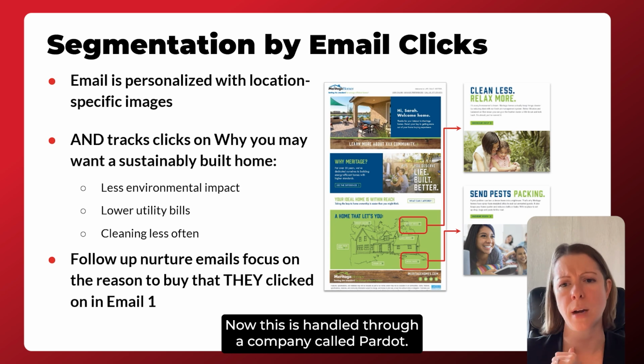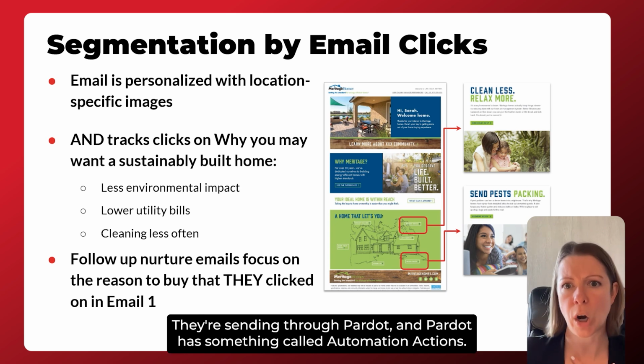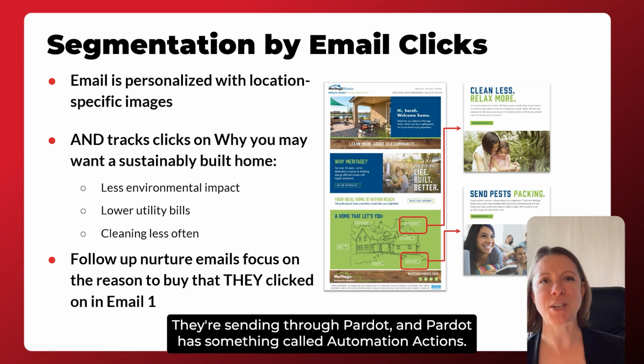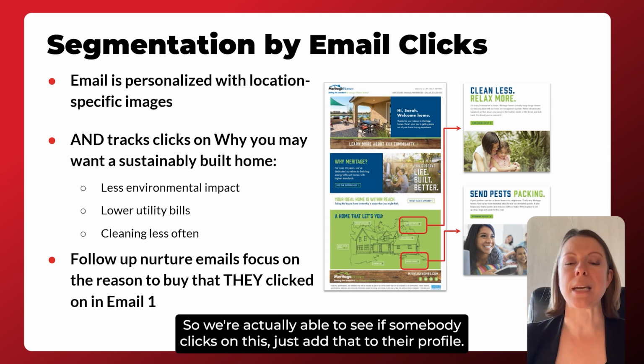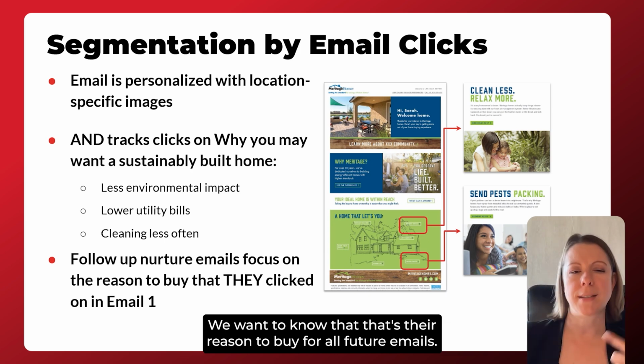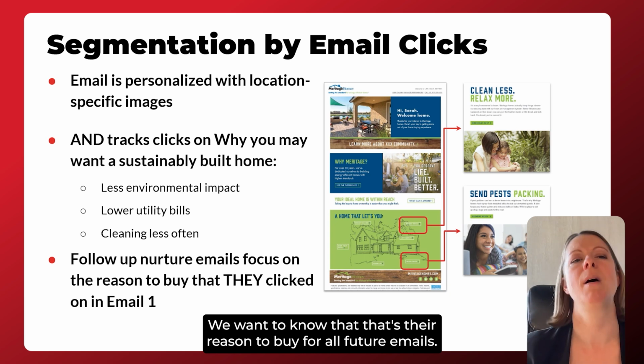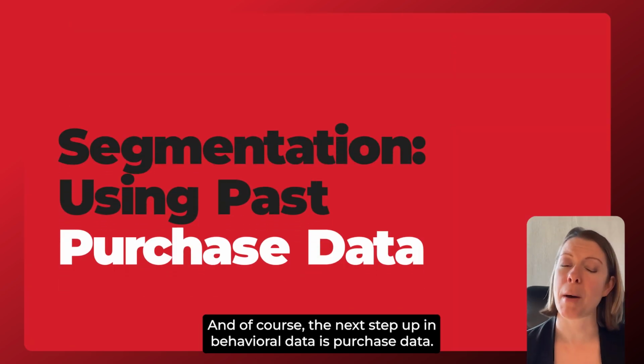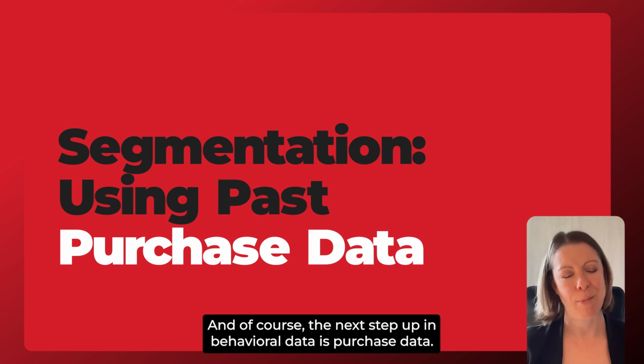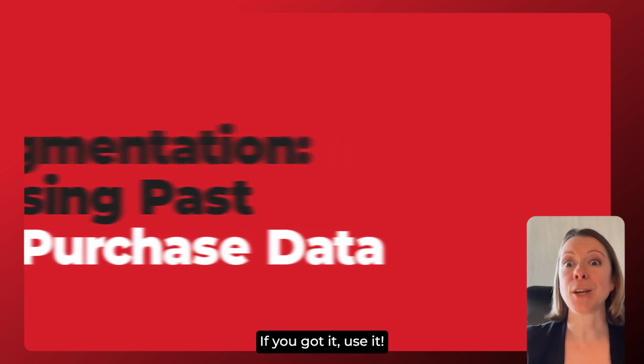Now, this is handled through a company called Pardot. They're sending through Pardot, and Pardot has something called automation actions. So we're actually able to see if somebody clicks on this, just add that to their profile. We want to know that that's their reason to buy for all future emails. And of course, the next step up in behavioral data is purchase data. If you got it, use it.